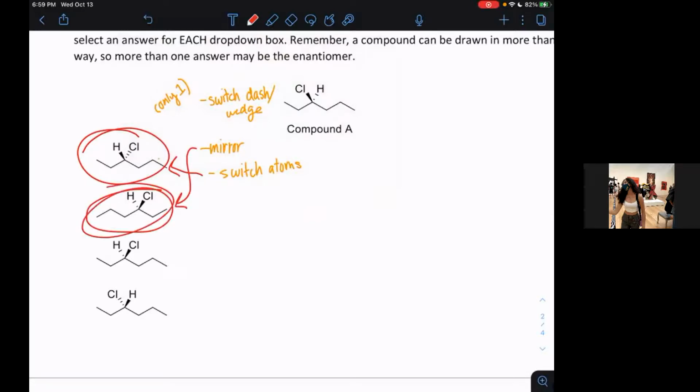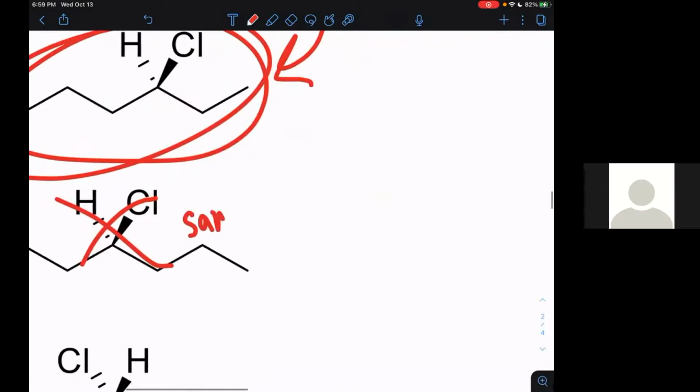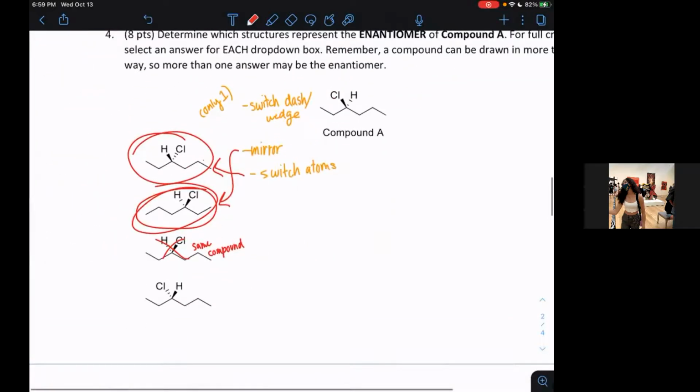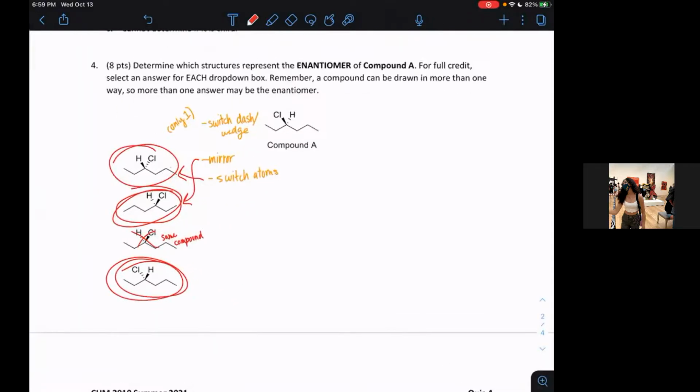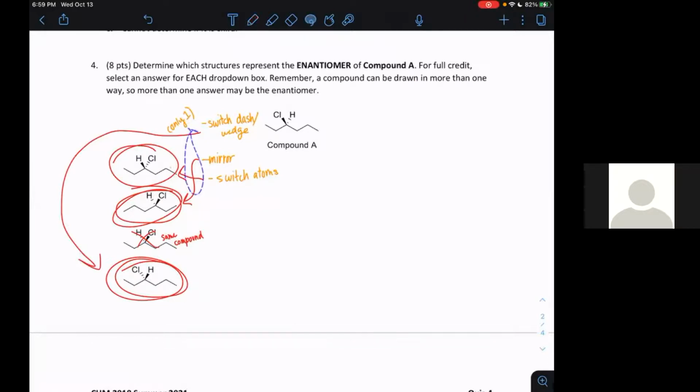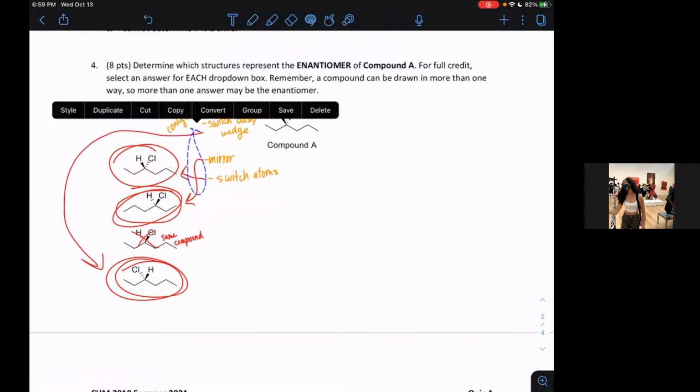Okay, this one. This is what I thought that one was, and that's not. Yeah, that's the same compound. It combined 2 methods, so you can't do that. Okay, and then this one, they just switched the wedge bond. They swap bonds. Cool. Is that one cool with everyone?